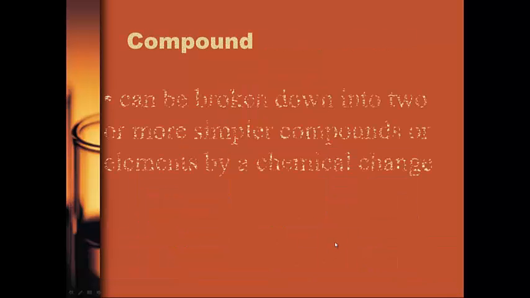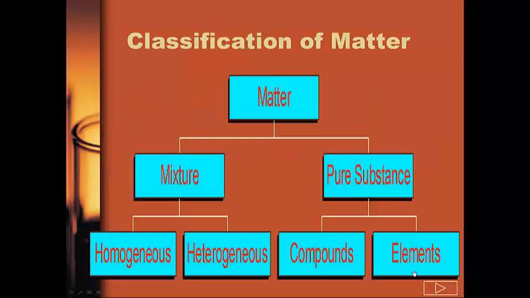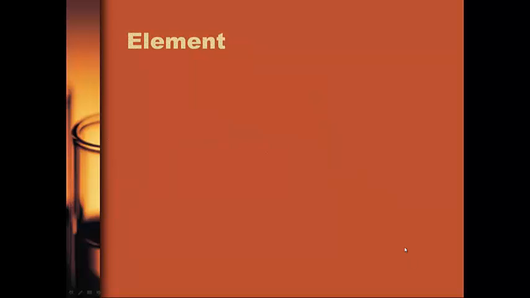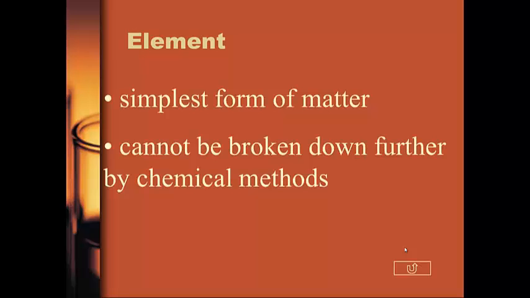Now, a compound can be broken down into two or more simpler substances or elements by a chemical change. That's the only way you can break it down. If you can put it through a physical change, then it wasn't a compound. Okay? And as a result, the substances that are formed after you break up a compound are going to be different than what you started with. Elements are the simplest form of matter. Okay? They cannot be broken down further by chemical methods.